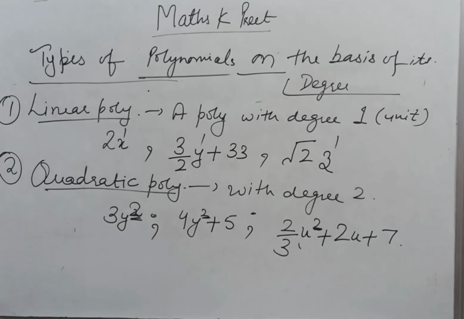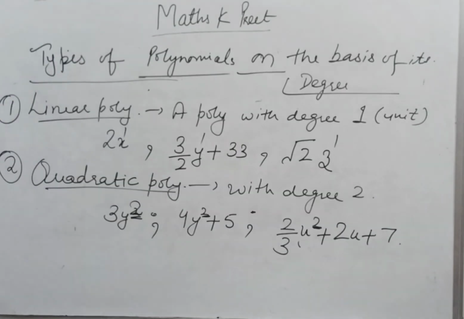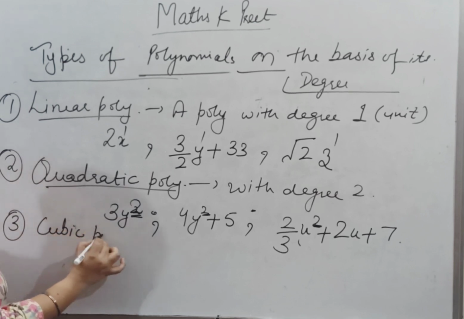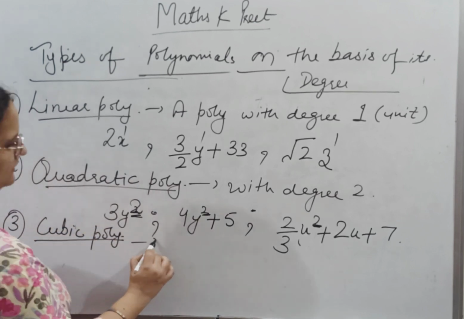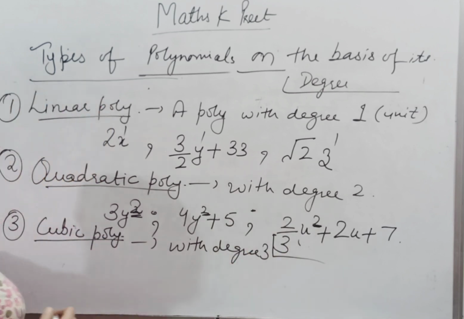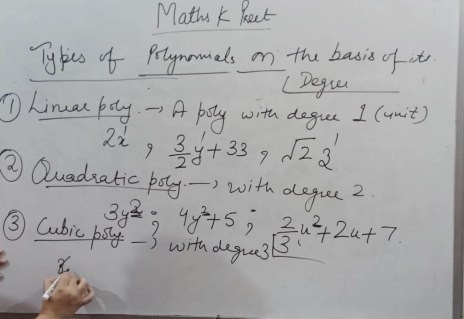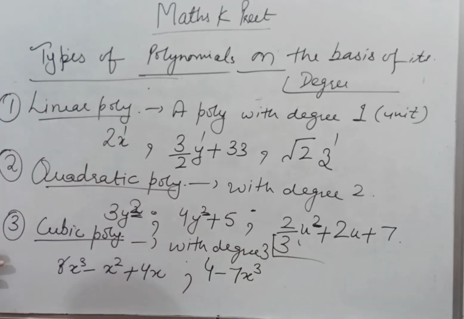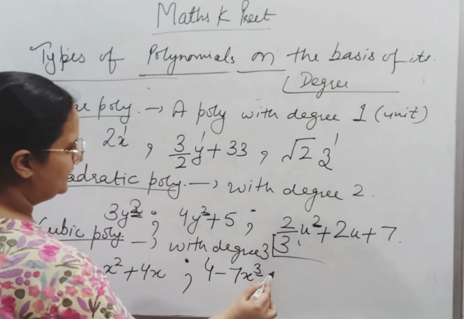Next is cubic polynomial. Cube means 3. So with the degree 3. Examples we can take 6x cube minus x square plus 4x, or 4 minus 7x cube. So here in both the examples, maximum power is 3 here, 3 here.